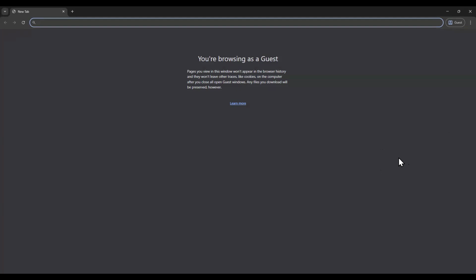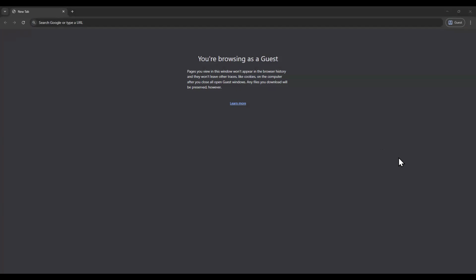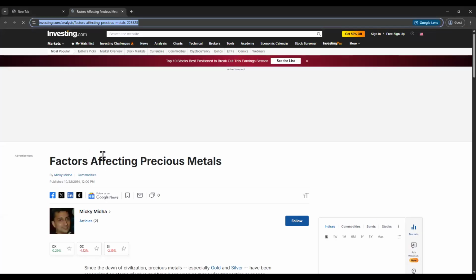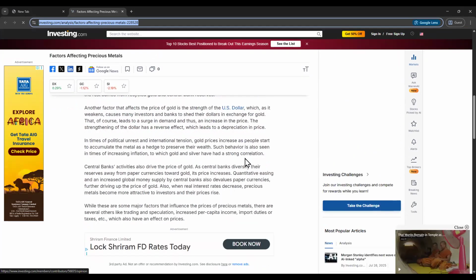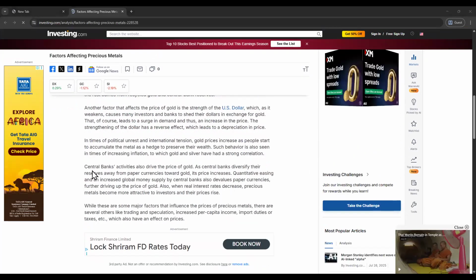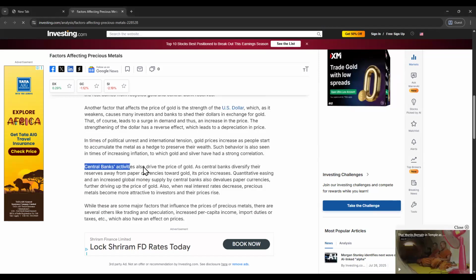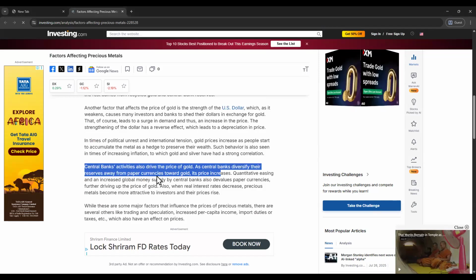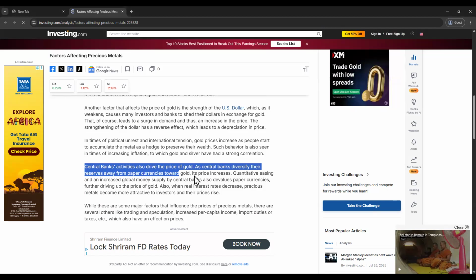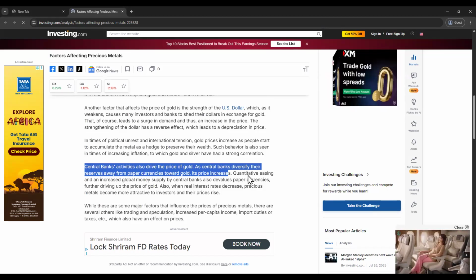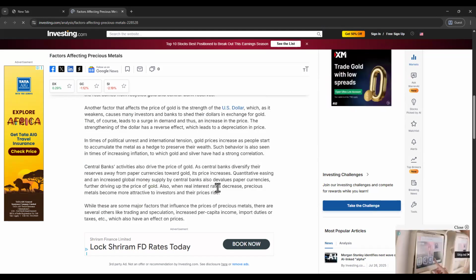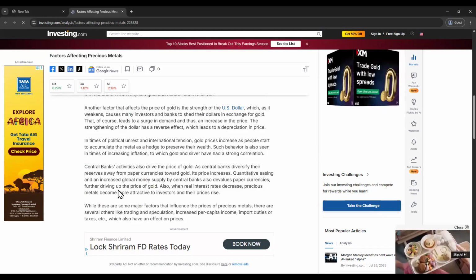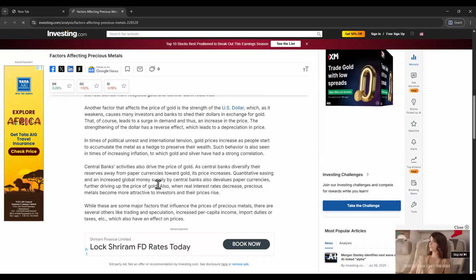Okay. So let me open that article which Zainab had shared, my article, and I'll show you the action of central banks, and then we'll see the recent news. So this was the article. Central bank activities. As central banks diversify their reserves away from paper currencies towards gold, its price increases. Quantitative easing and increased global money supply by central banks also devalue paper currencies, which further drives the price of gold. So this is also something.